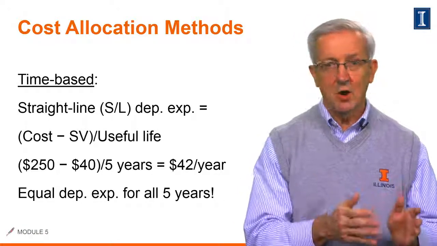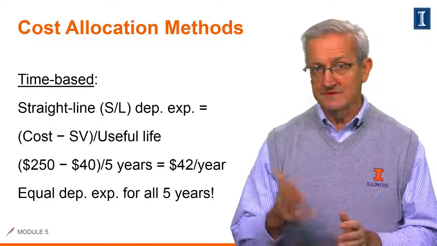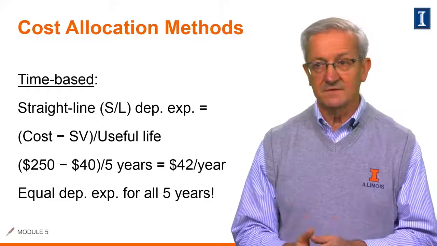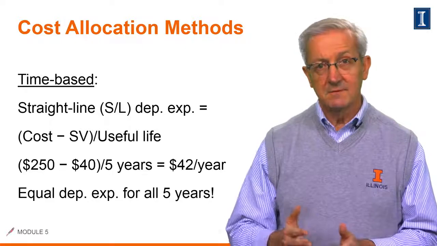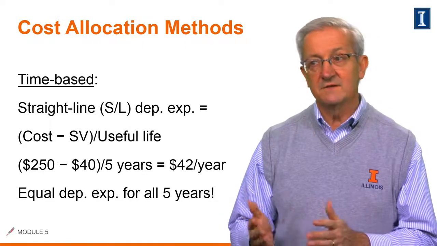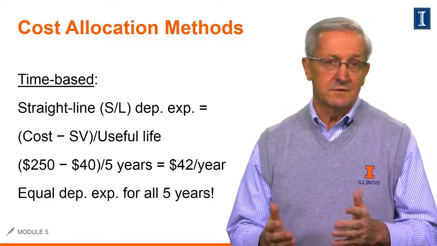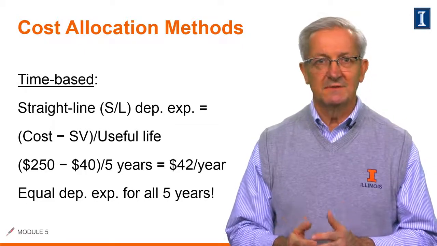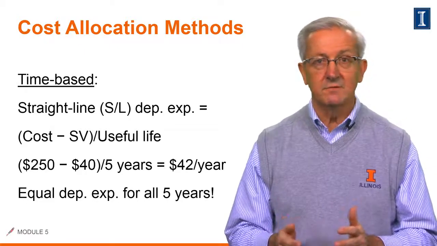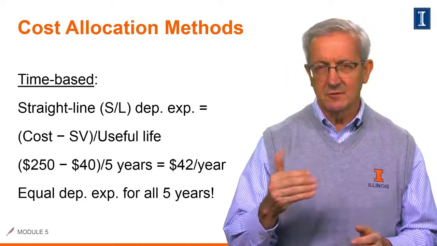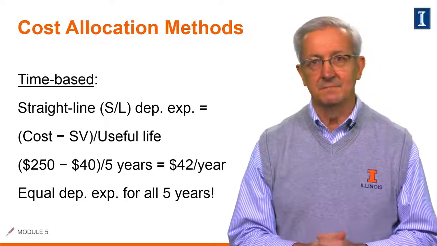Next, we talk about the straight line or SL depreciation expense method. Same concept, cost minus salvage value is the numerator, same as before, divided by the asset useful life. So in this case, it's the 210,000 divided by the 5-year life, which gets us to $42,000 a year for each of the 5 years. Thus, as you can see, there's equal depreciation expense in each of these 5 years, which is 1/5 or 20% per year. Keep this percentage in mind, as we'll need this a little bit later when we talk about the DDB method.